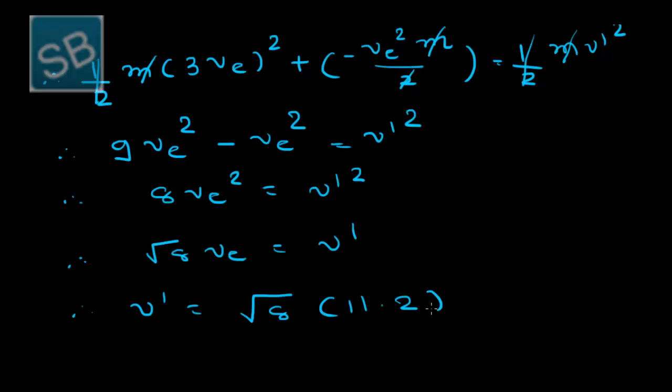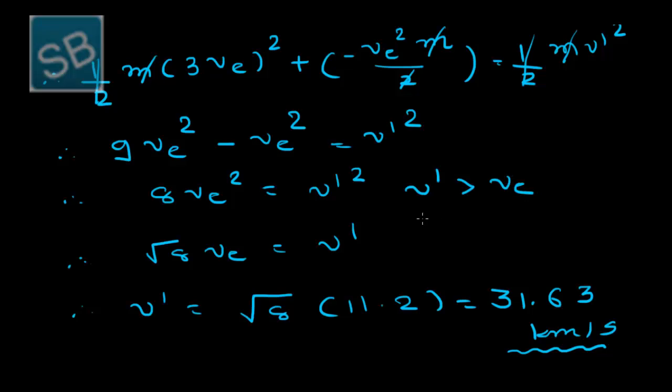Now what is the value of VE? It is 11.2 and therefore under root 8 into 11.2, so the answer comes out to be 31.63 kilometer per second. So see, the velocity after escaping the Earth's gravitational field is much higher than the escape speed. And so this was our conclusion from illustration number 9. And now we will switch on to the next illustration.